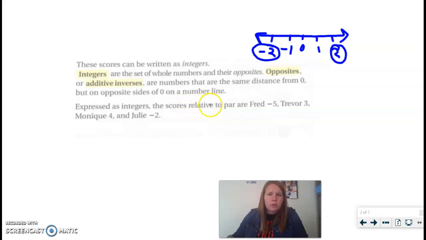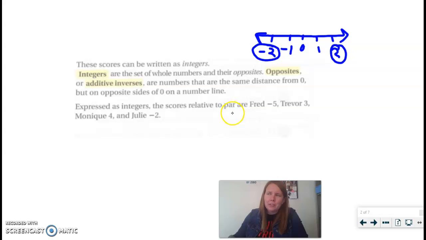Expressed as integers, the scores relative to par are Fred, Trevor, Monique, and Julie. So that's when they're talking about your golf rules. So most holes will have, I think it's called par. I'm not a good golfer. I don't know the rules.